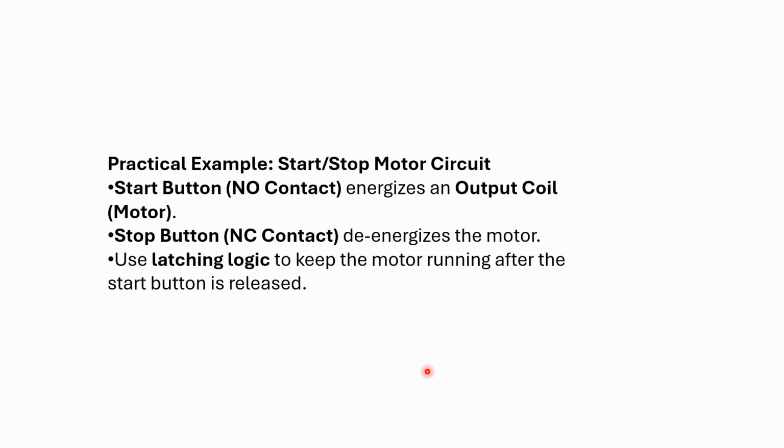And we have a practical example like a motor start stop circuit where we've got a start button with a normally open contact, energize an output coil. We're going to have a stop button in this circuit with the normally closed contact that will de-energize the motor. And we're going to show you how to use some latching logic to keep the motor running even after the start button is released. All right, so let's move into the software.